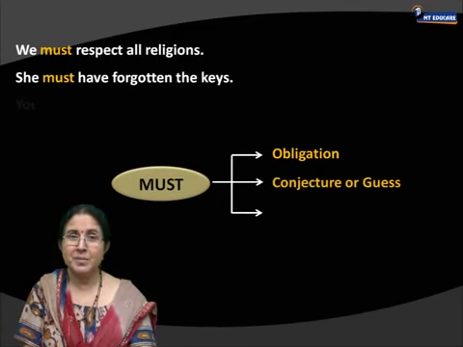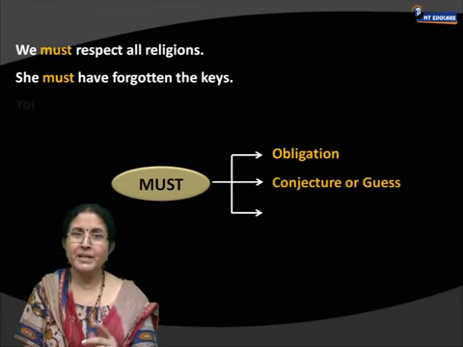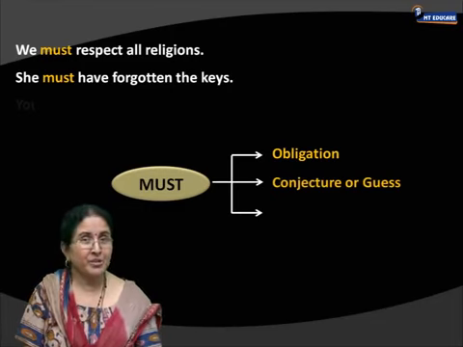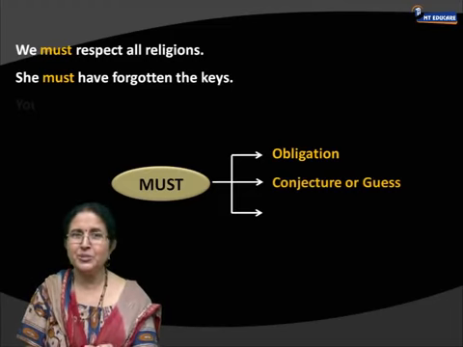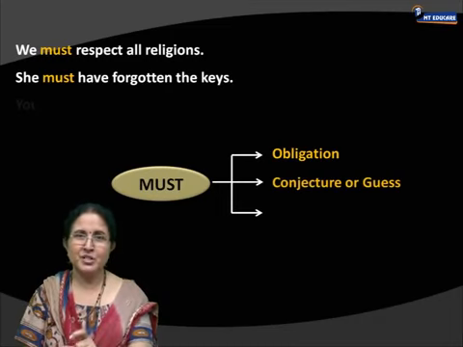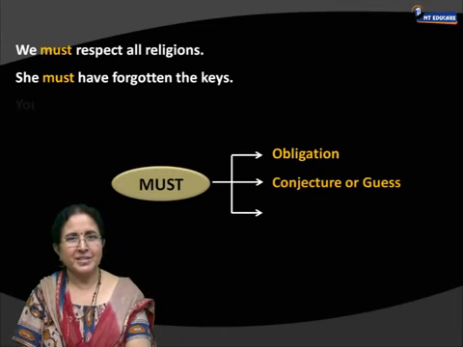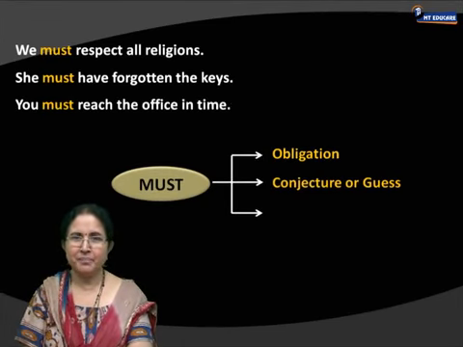He had ice cream yesterday. Or he must have bunked the class and gone for a movie. Or he must have told a lie. Now you are guessing. You are not very sure at all. So in this case, along with must, you need to use the word have to make it into that function of conjecture or guess.